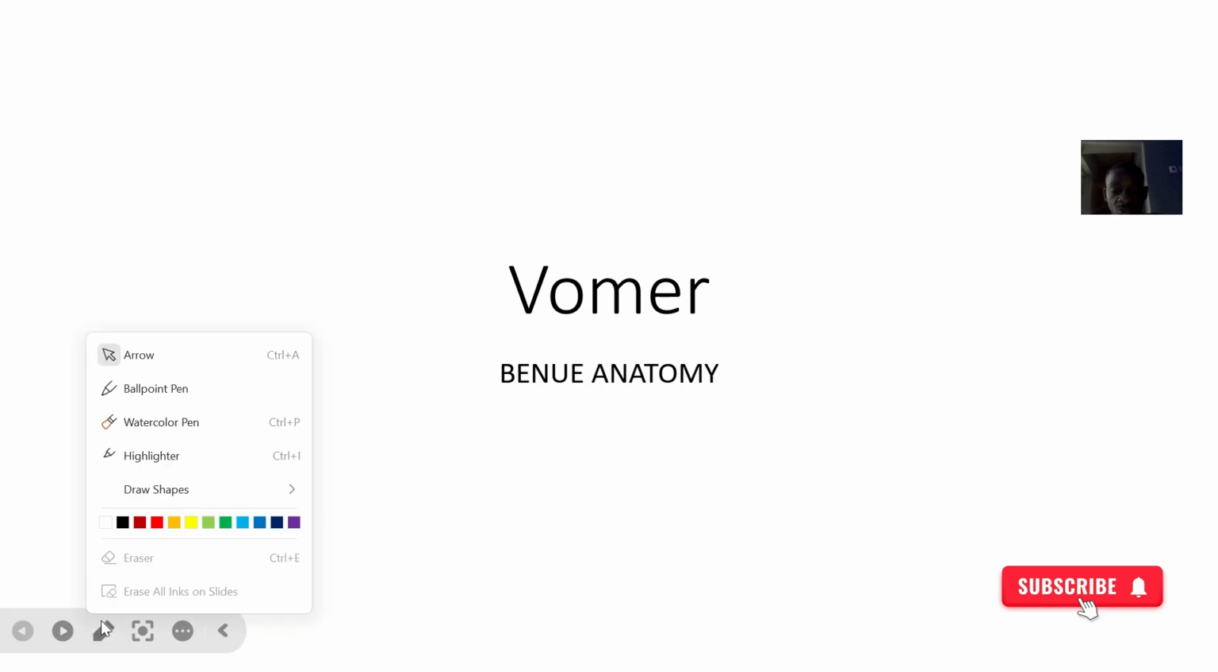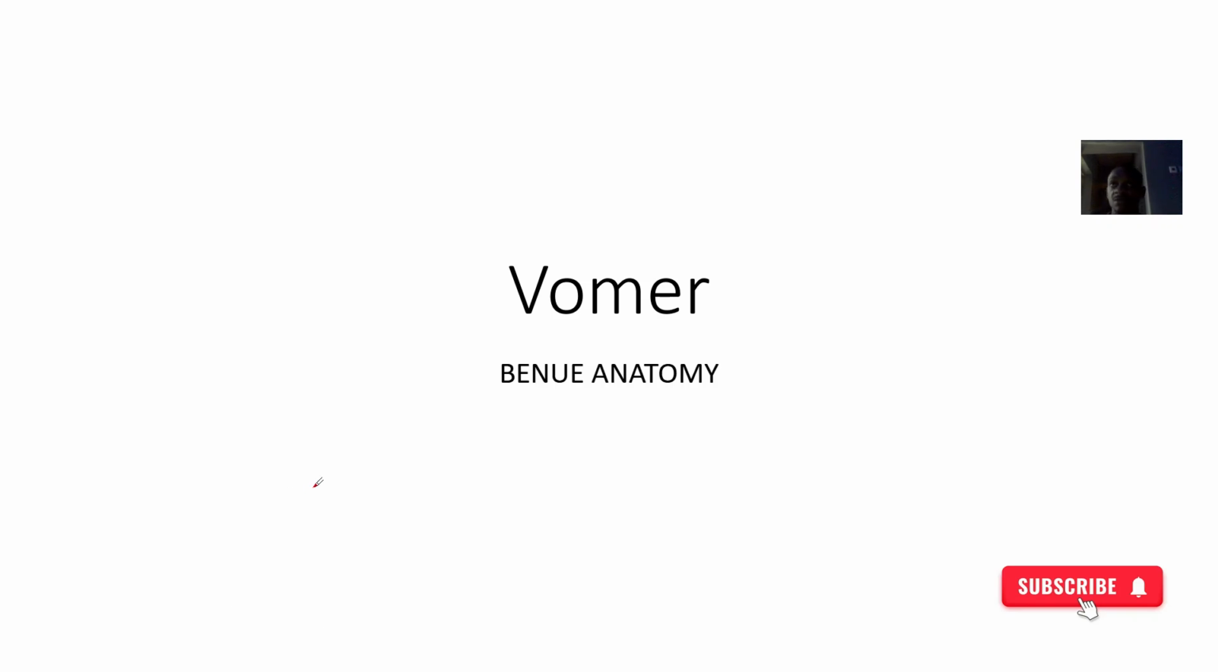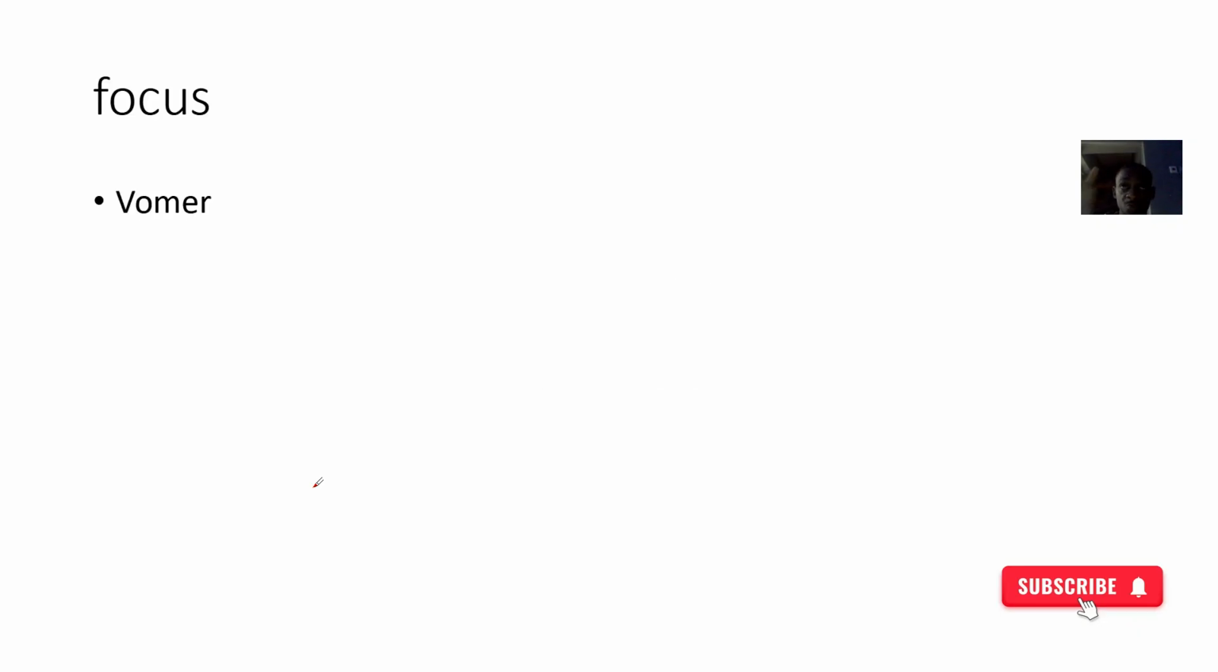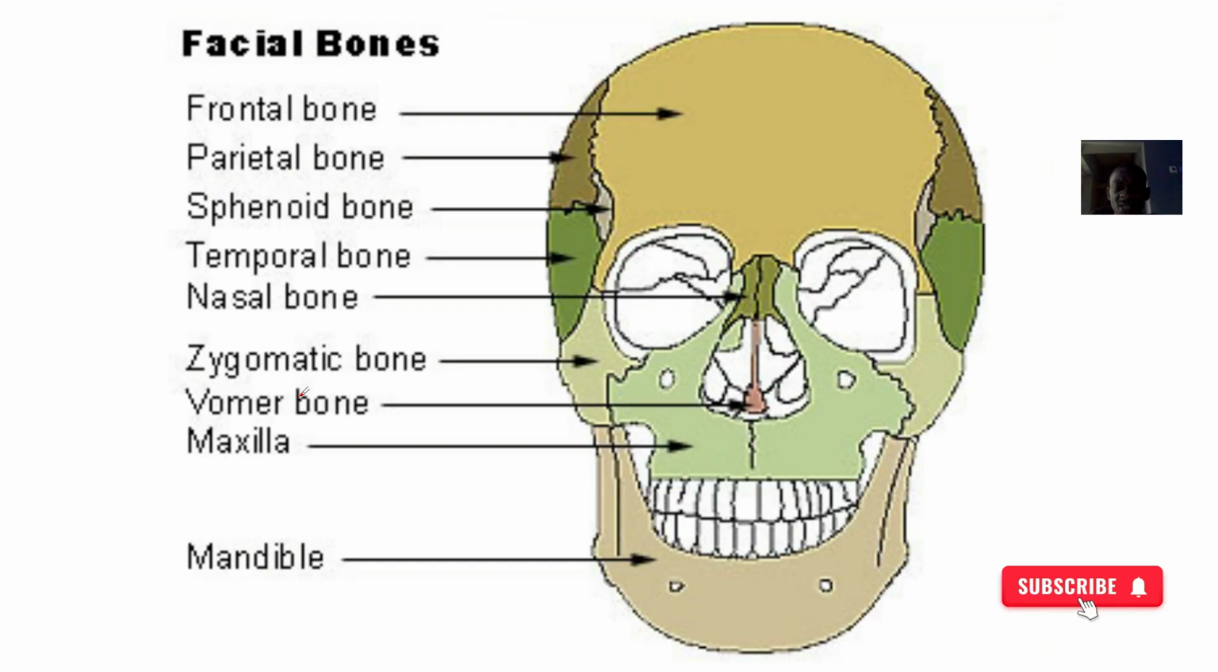Now, quickly looking at the next bone in the head and neck, we'll talk about its anatomy, its position, and also the importance of this bone. So this is what is known as a vomer bone.